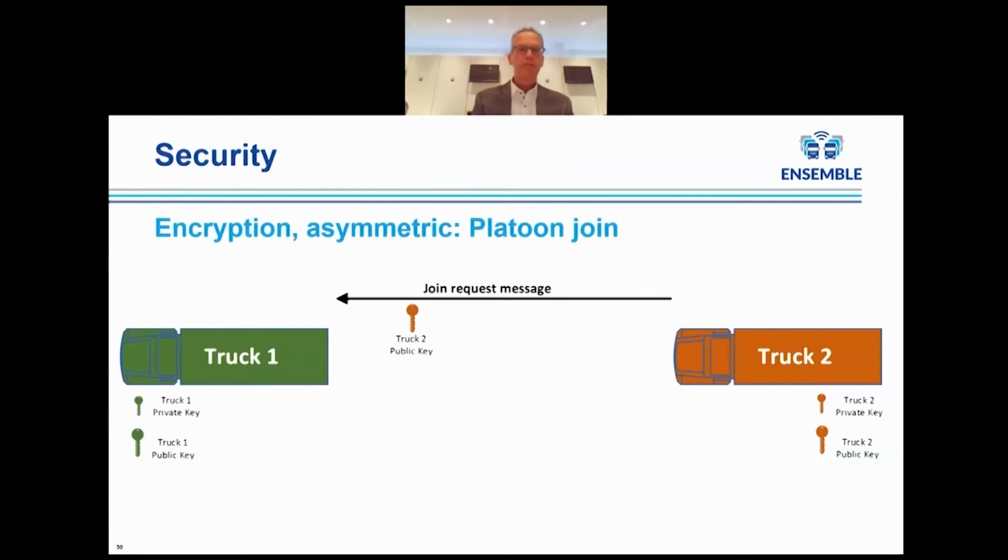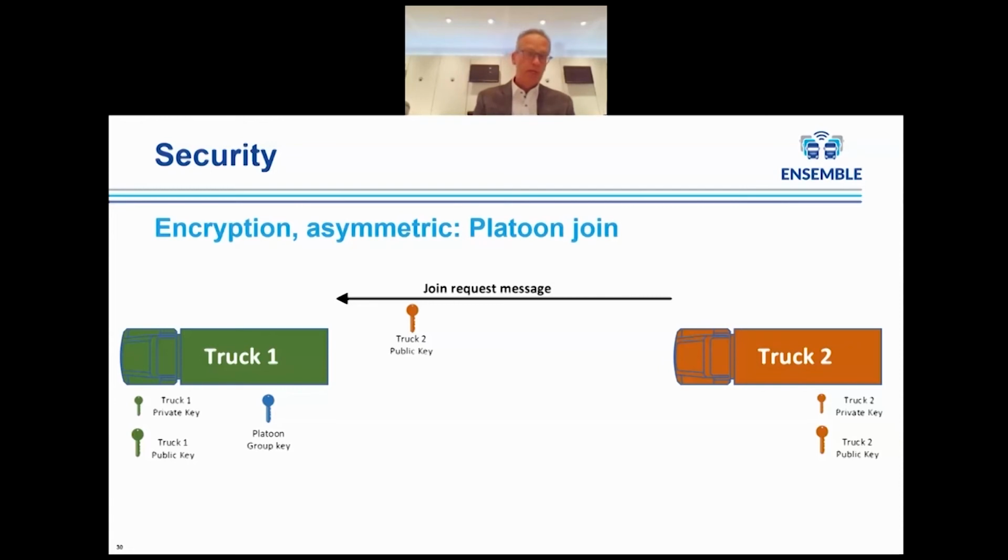So upon reception, truck 1 knows the public key of truck 2, and it will create yet another key, which is called the platooning group key. It's the blue key you see here appearing. This blue key is actually the symmetric key that we want to use when platooning is active, where we need the performance, when we exchange high frequent control messages.